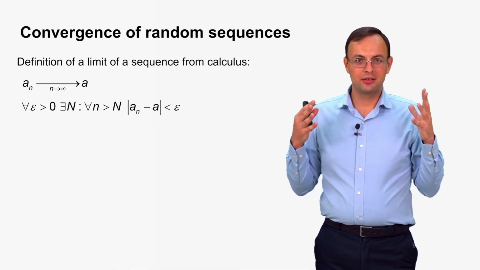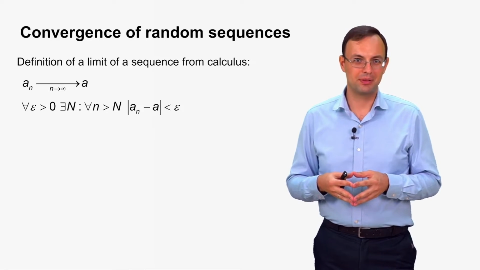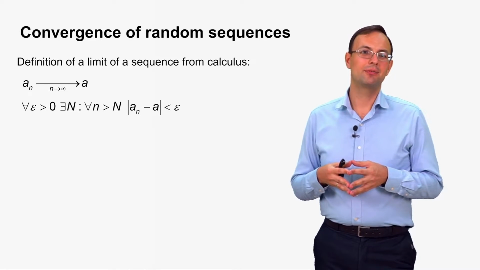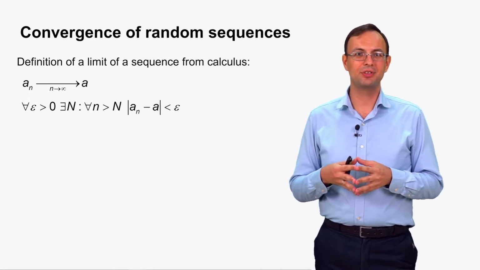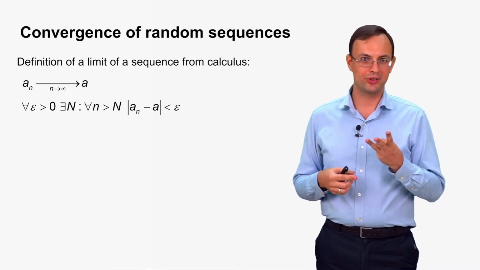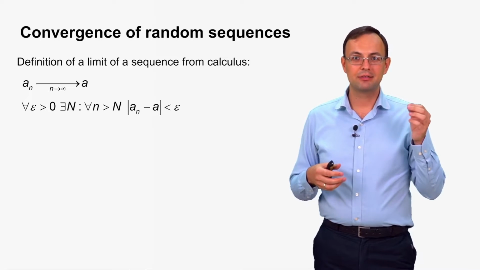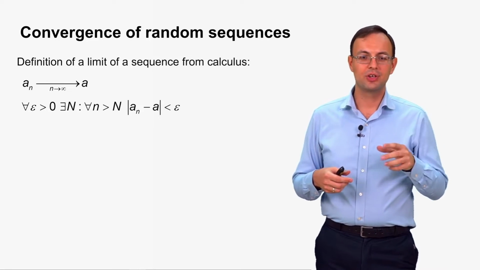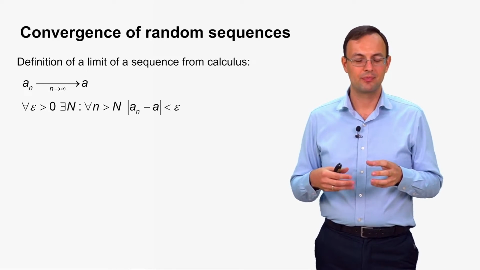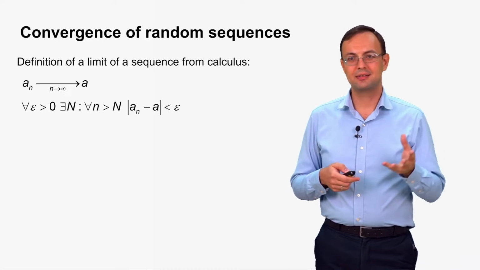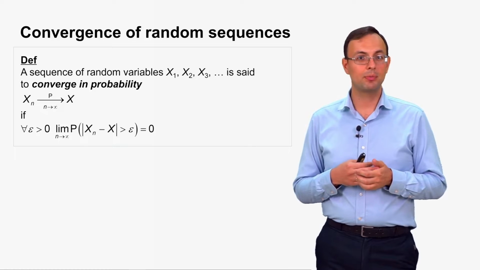And so while trying to solve these problems, mathematicians were very fruitful. They introduced not one, but four ways to describe this situation. So a random sequence can converge, and there are 4 different types of convergence. Let's discuss them. The first is convergence in probability.